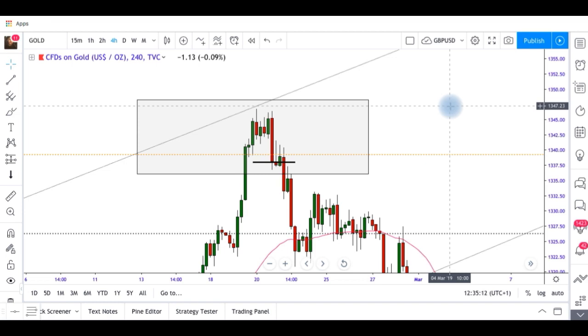Once we get to that area and price finally appears where we hoped it was going to appear, we simply get down on those smaller time frames and look for candlesticks, such as a bearish engulfing or bullish engulfing or something like that, to suggest that price is respecting where we thought it would.